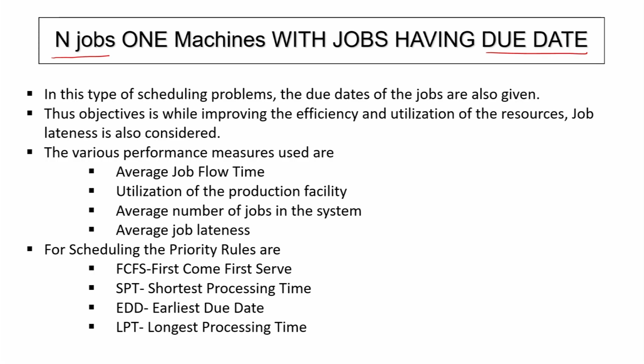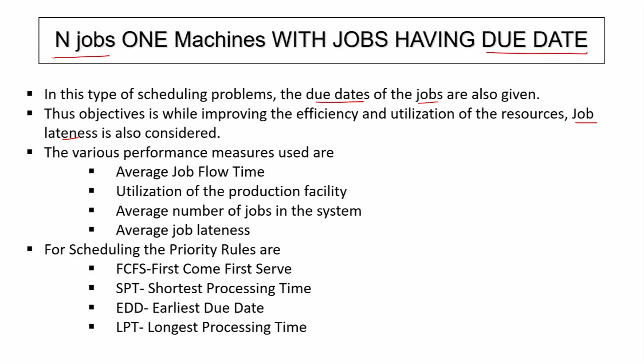So, in this type of scheduling problem, the due dates of the jobs are given. The objective is, while improving the efficiency and utilization of the resources, the job lateness should also be considered. We should try to see that jobs are completed within the due date, and if at all it is to be delayed, the delay should be as minimum as possible.